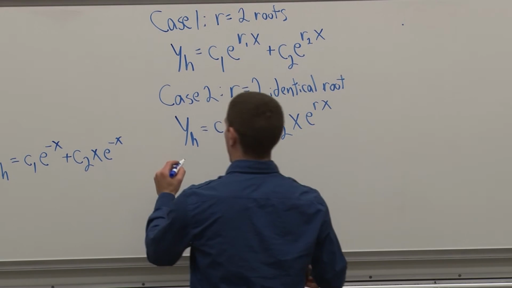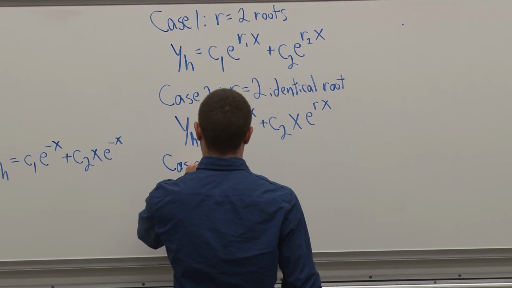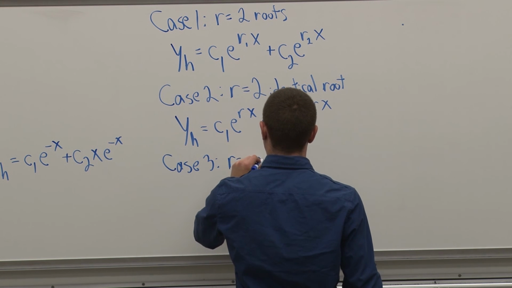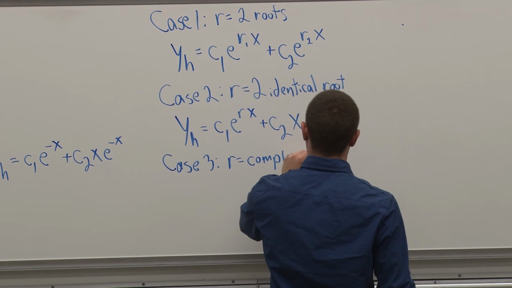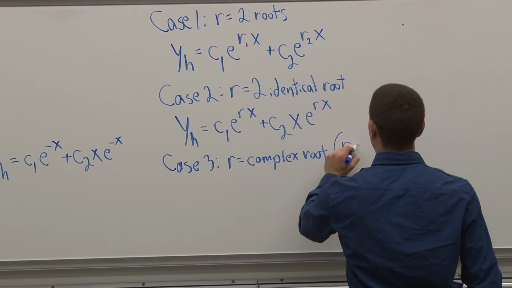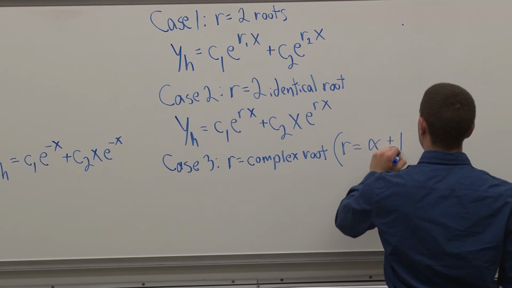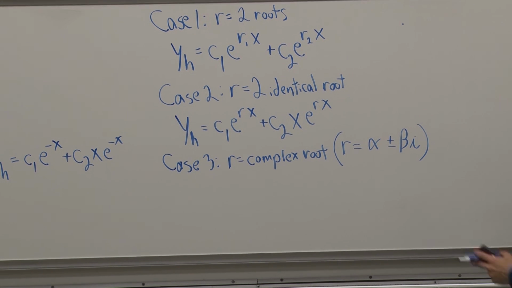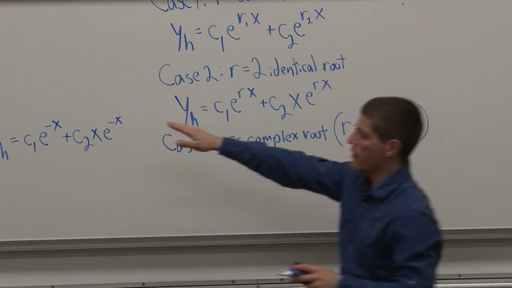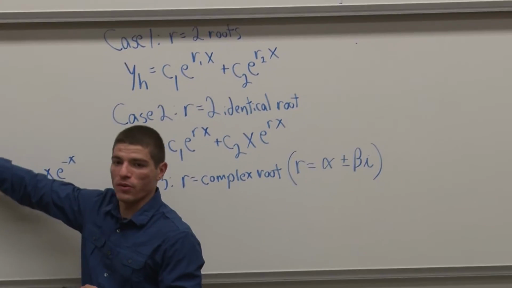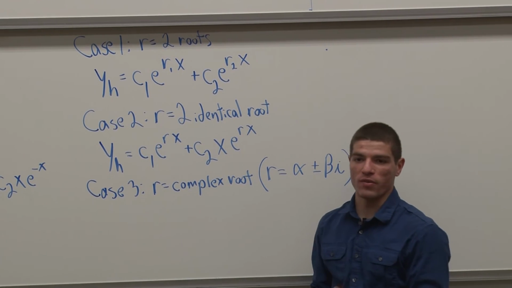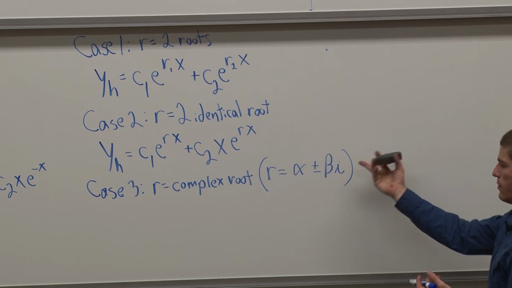Case 3 is when there is a complex root. So r equals complex root, and the complex root is in the form r equals alpha plus or minus beta i, where i is the imaginary square root of negative 1. The way you find r is when you try to factor this and it doesn't work, and you end up having to do the quadratic equation, where you end up with the square root of a negative number, so you have complex roots.